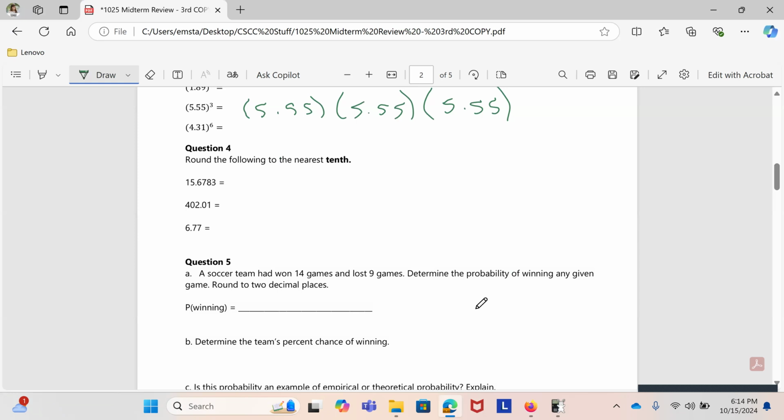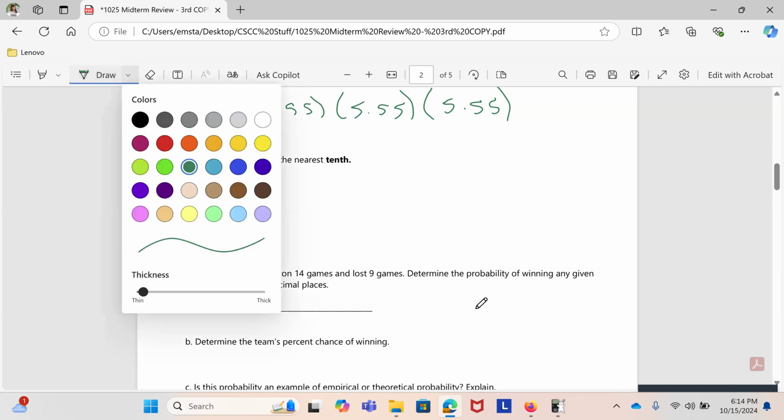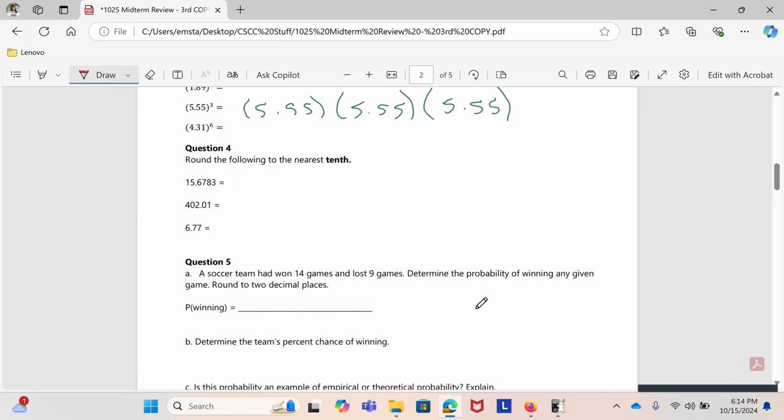Question number 4. I love that we've added rounding to the test. I think it's very valuable because we do a lot of rounding in here. These are all being rounded to the nearest tenth. Tenth means one number after the decimal point. So that would be the 6 in the first one. And again, I have trouble writing that small. 6, the 0 in the second one, and the 7 in the third one.